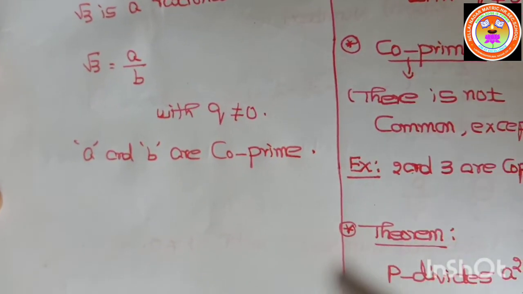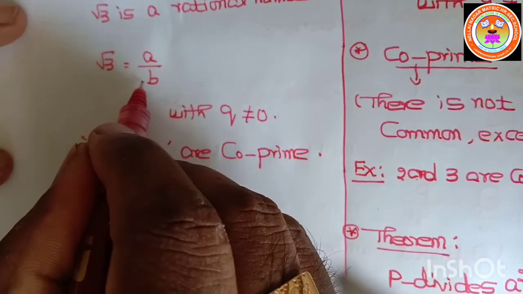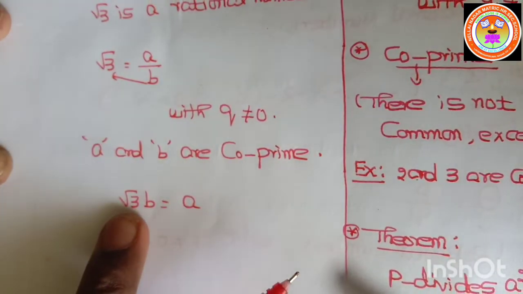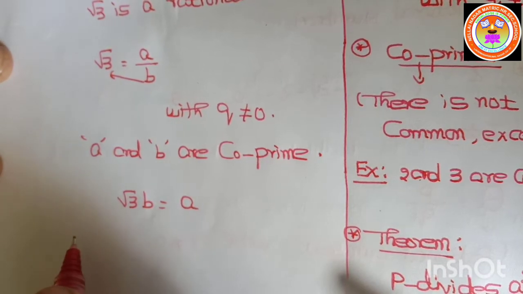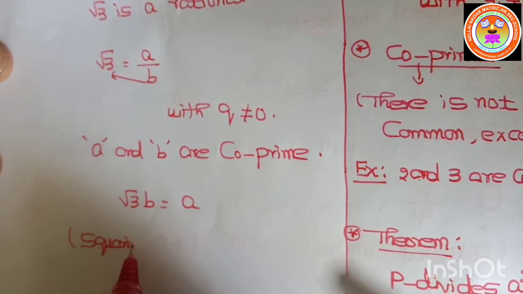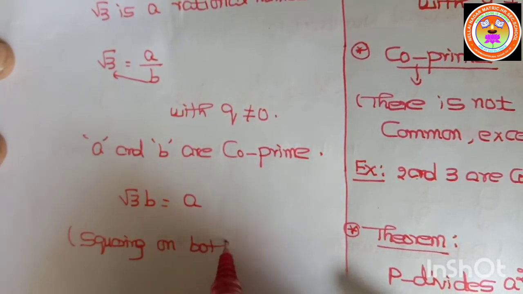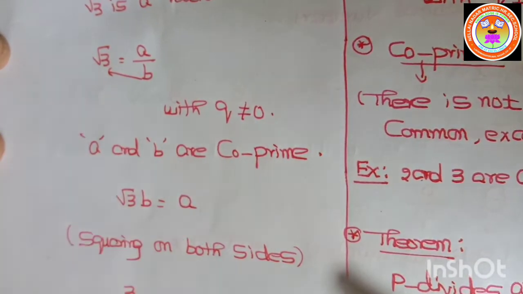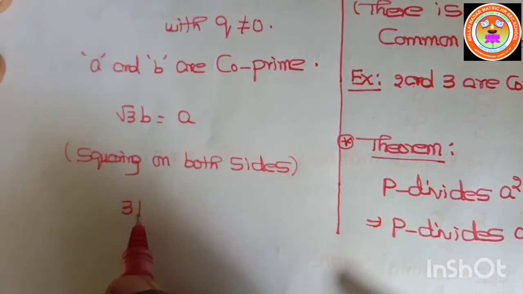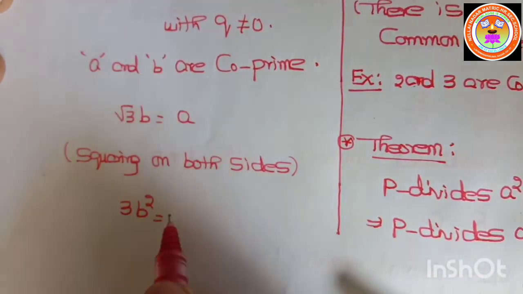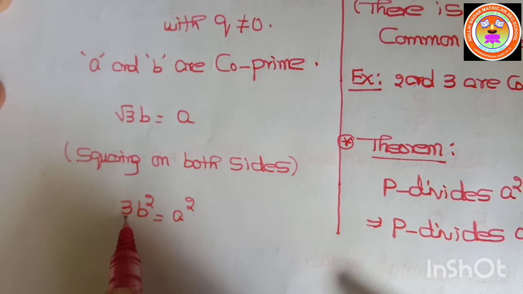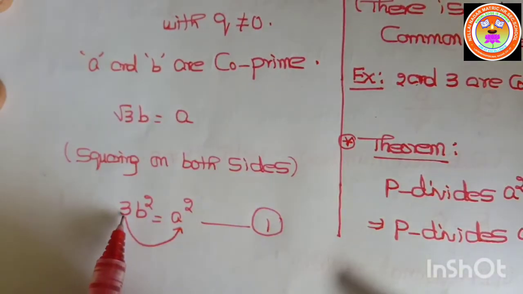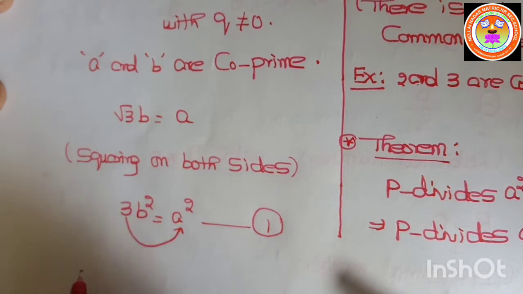Now we can cross multiply. So root 3 into b equals a. To remove the square root, squaring on both sides. Root 3 squared is 3, b squared is b square, a squared is a square. So 3 b square equals a square. So 3 divides a square.